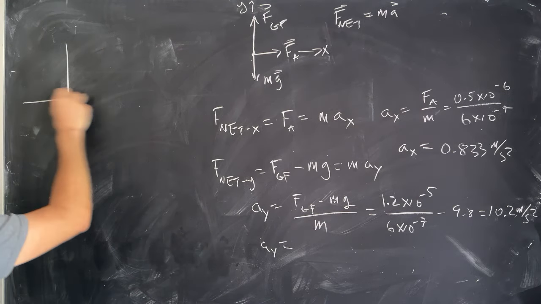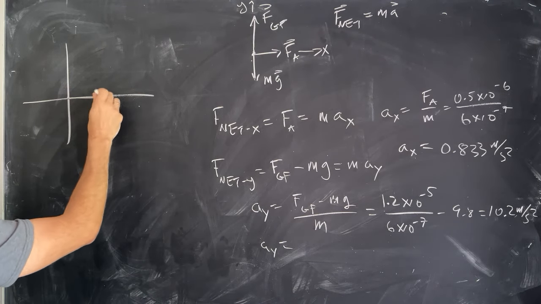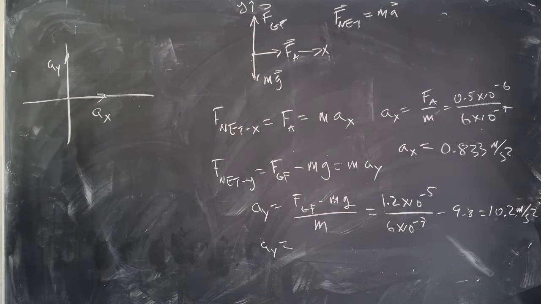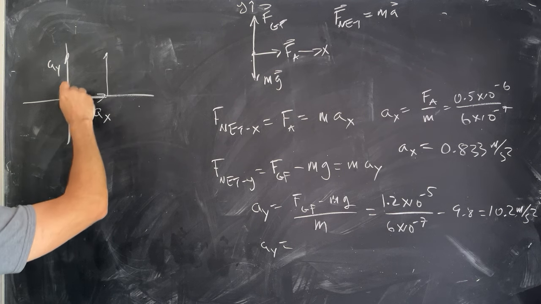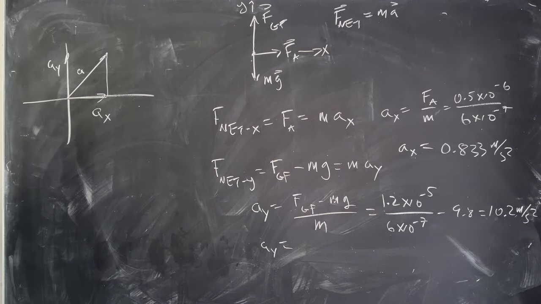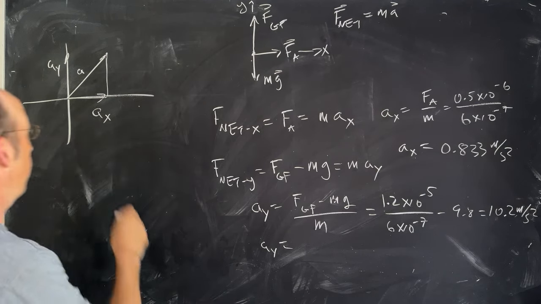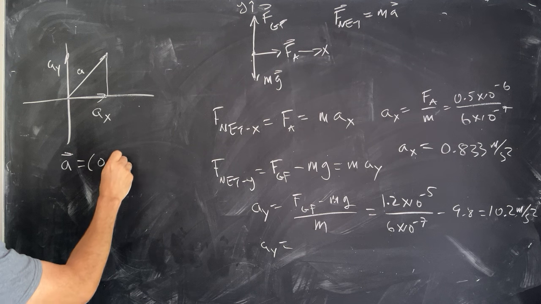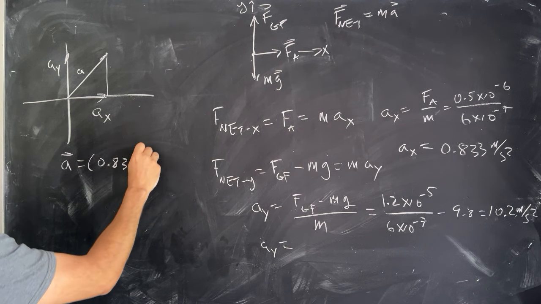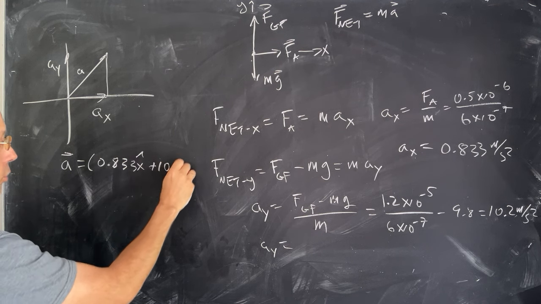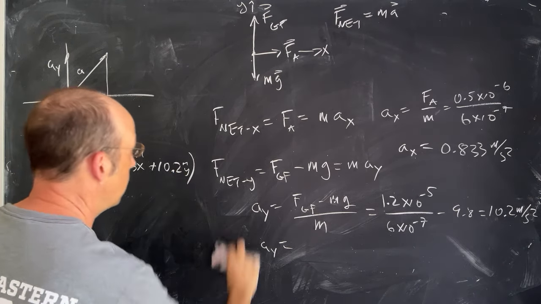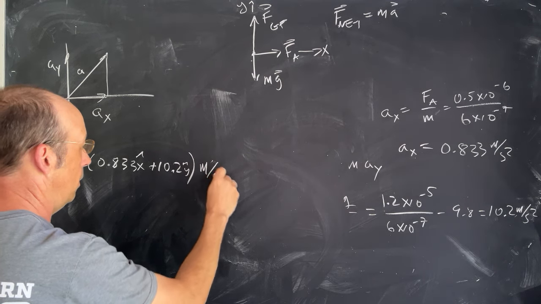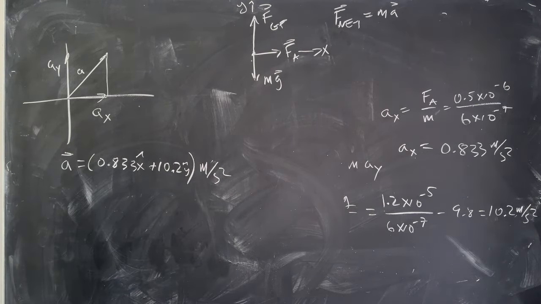So if we sketch this acceleration, I have some small ax and ay. I know the components, so I can find the magnitude of a, or I could even write it as a vector. I'm going to write it in every possible way. So first, let's do this. The vector a is going to be the x component, 0.833 x hat plus 10.2 y hat, meters per second squared. That's the way I like it, because this is the vector answer.